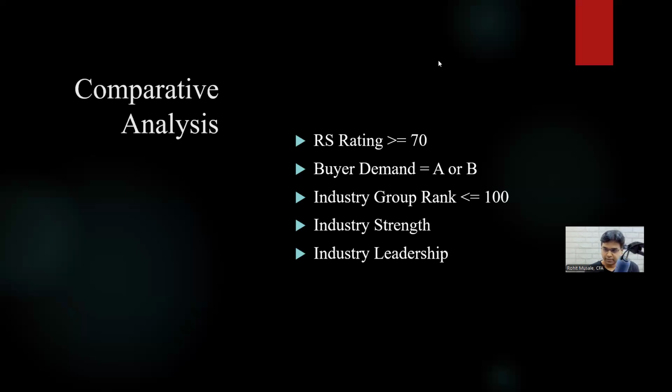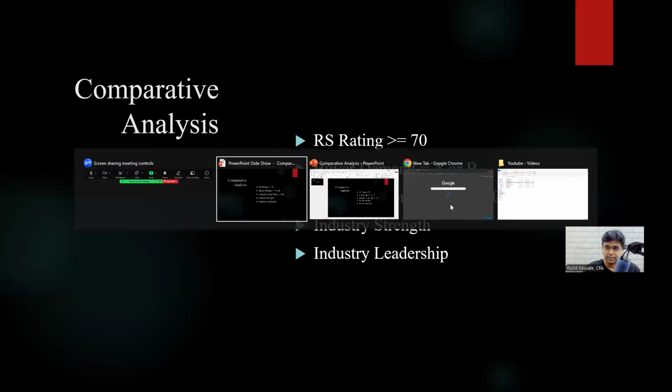So, comparative analysis. As per the orange trading system, we will look at the comparative analysis. I don't know which part this is, maybe part 13 of this video series for positional stock traders. In comparative analysis, we only have these five criteria. Relative strength rating, buyer demand, and industry group rank are the three things that we have already put in our filters.